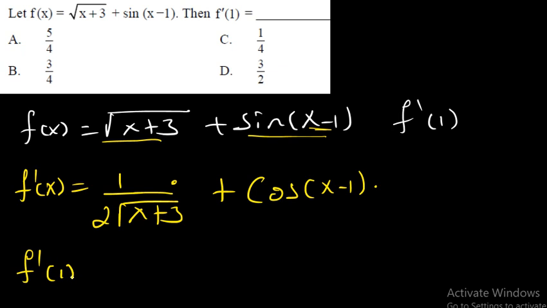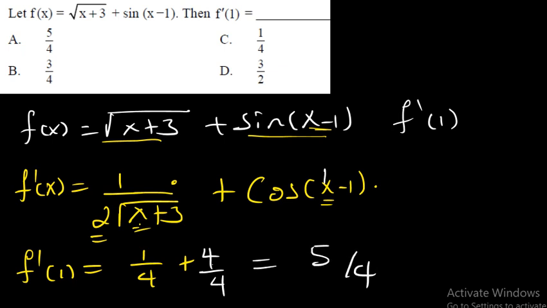Then f derivative at 1 means I will substitute 1 in place of every x. So when I substitute here, it will be 4. Radical 4 is 2. So 1 over 4 it will be, because there is 2 outside and inside I insert 1. 1 plus 3 will be 4, and the radical of 4 is 2. And the second part, when I insert 1 here, 1 minus 1 is 0, and cosine 0 means 1. So 1 over 4 plus 1, this means 4 over 4. To make the denominator the same, that's going to be 5 over 4, and the answer will be A.